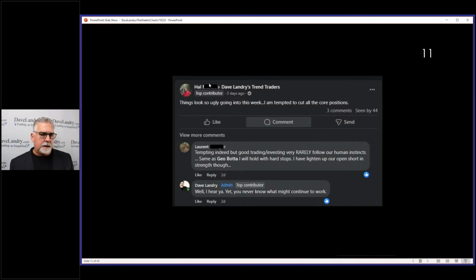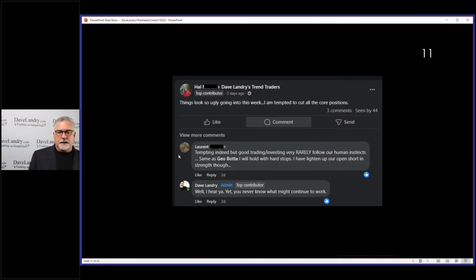Okay, so Hal said, things look so ugly going into this week, I'm tempted to cut all my core positions. And I like what Lauren said: tempting indeed, but good trading and investing very rarely follows our human instincts. Same as George, I will hold with hard stops. I have lightened up our open short and strength though.